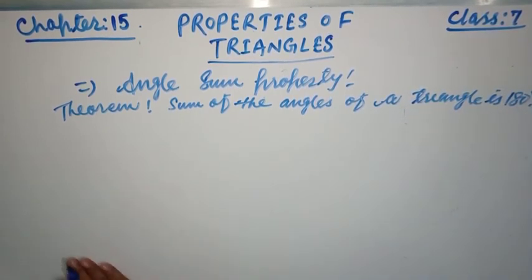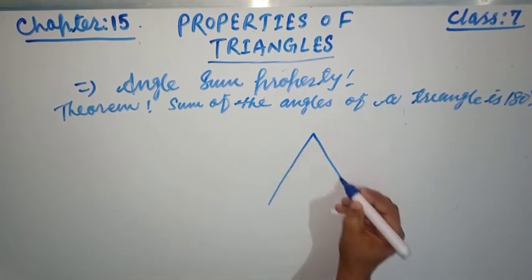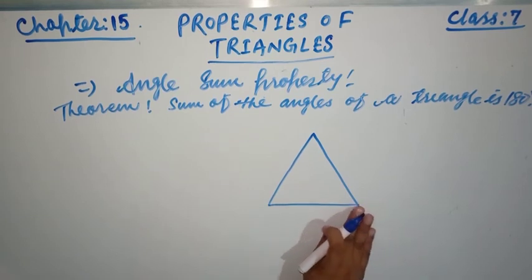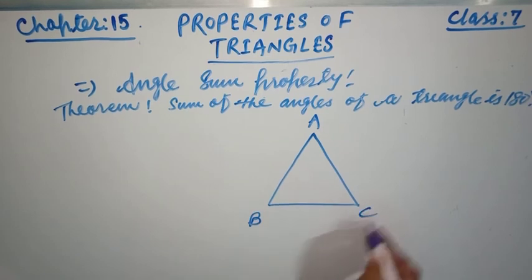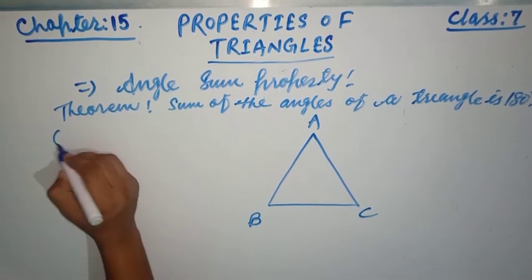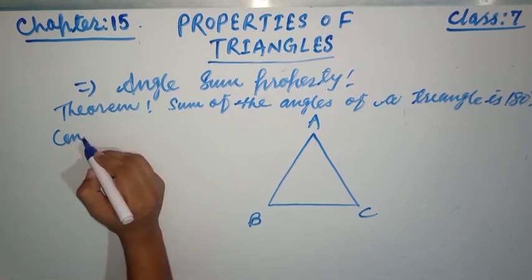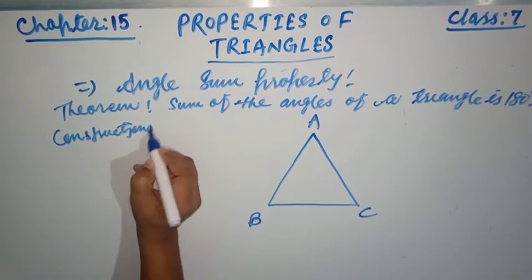Okay, now friends, first we have to draw a triangle. Like this is a triangle, friends. Now label this A, this B, and this C. Now friends, in order to prove that the sum of three angles of a triangle is 180, some construction is needed here.